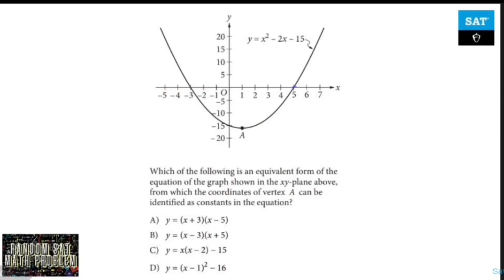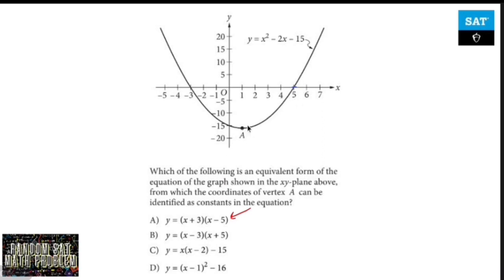Which of the following is an equivalent form of the equation of the graph shown in the xy plane above, right here, from which the coordinates of vertex A can be identified as constants in the equation? Okay. So basically, as much as it's tempting to factor this out, if I factor this out, I would get that guy right there. That's the temptation. That's not what it wants me to do.